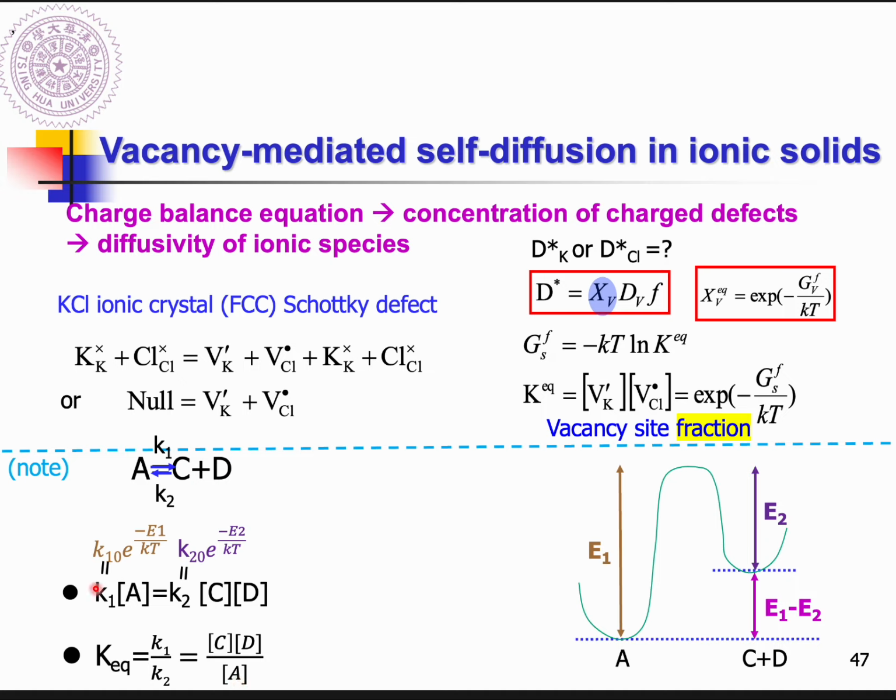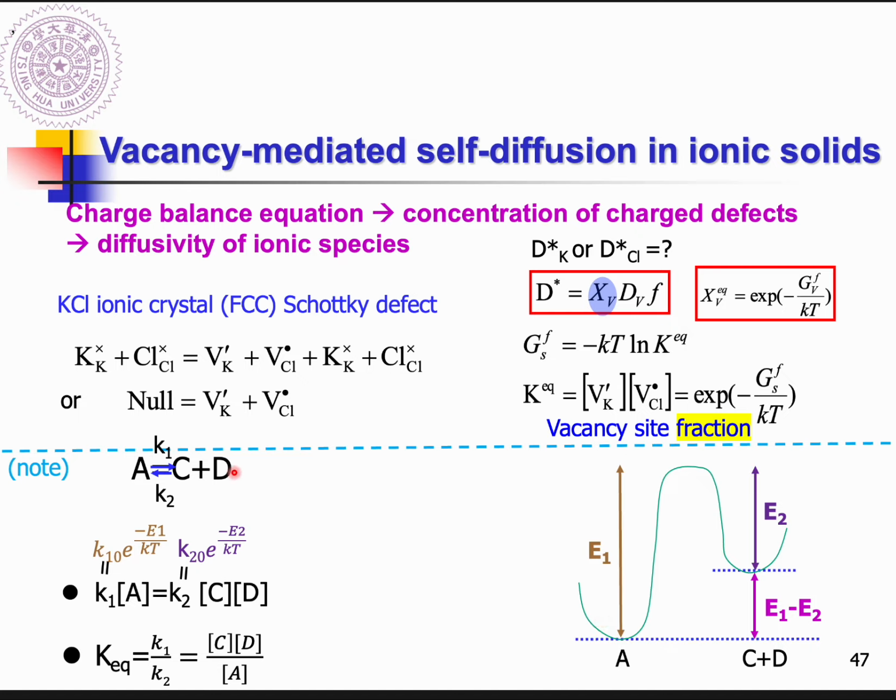And K1 actually is a rate constant. Just to give you a quick review, the rate constant is proportional to exponential of minus activation energy divided by kT. So if you want to write down K1: A becomes C and D, so you get K10 times exponential of minus the energy barrier E1 divided by kT.